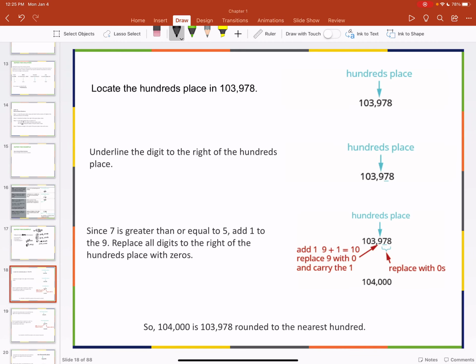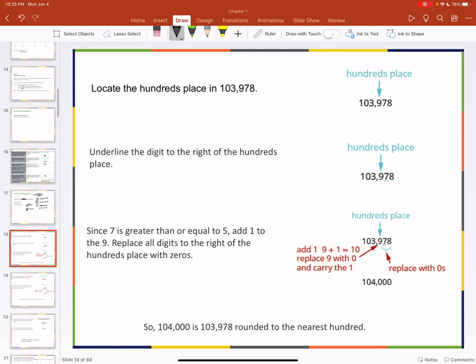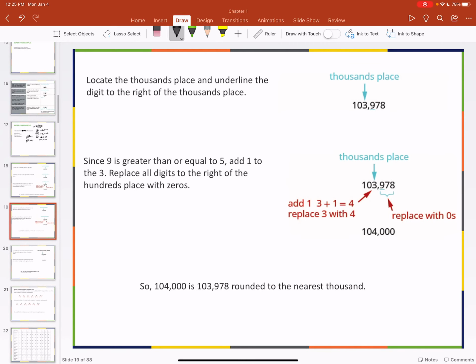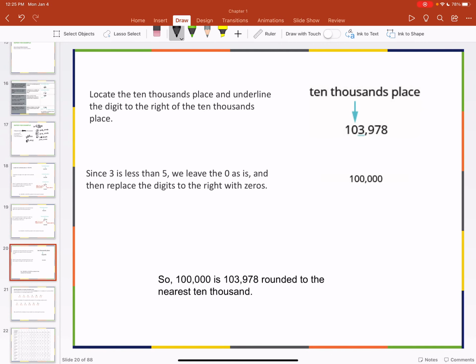Oh, and I'm pretty sure, yep, I did that again. So the nearest 100 is 104,000. We just said that. This is 104,000 again. And then 100,000 is to the nearest 10,000.